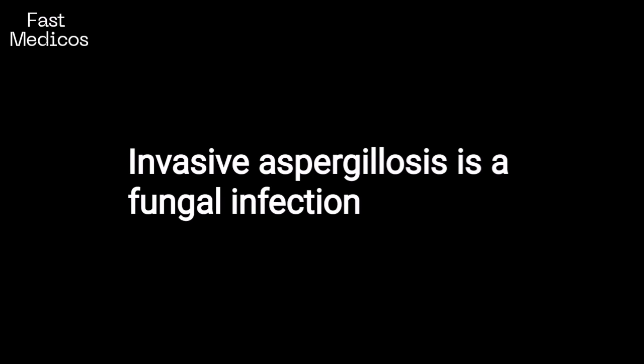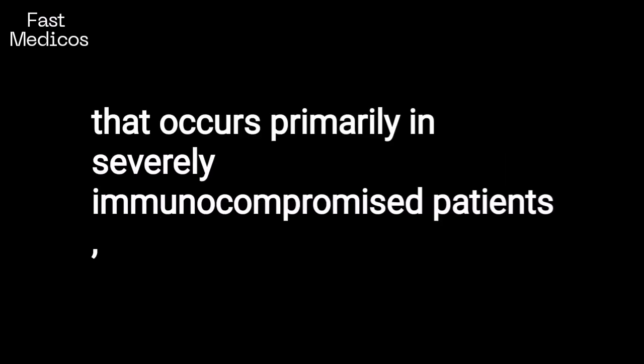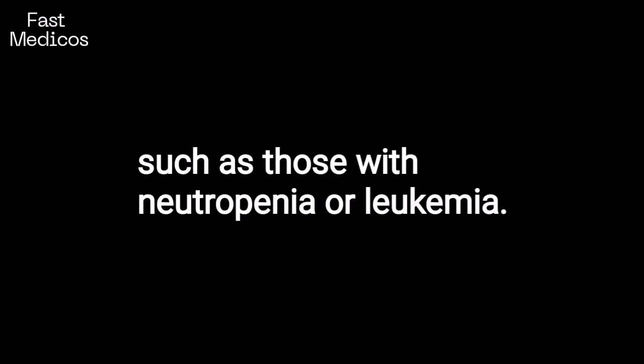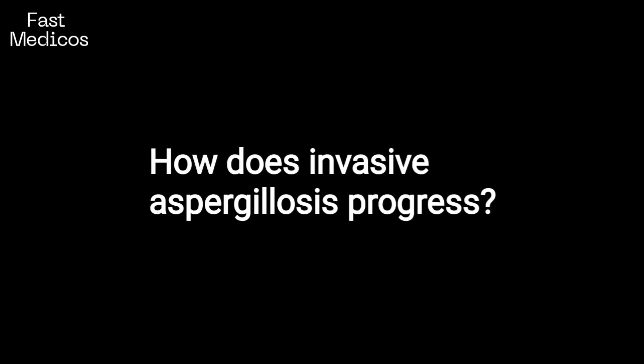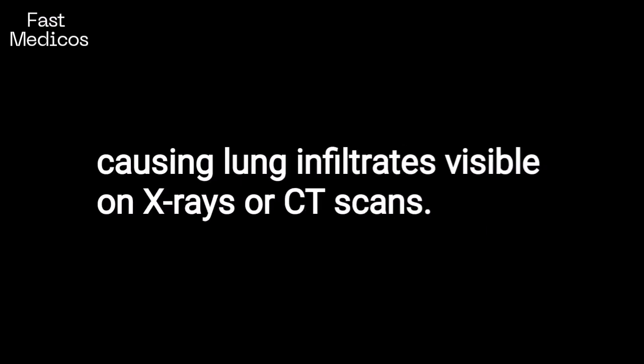25. What is invasive aspergillosis? Invasive aspergillosis is a fungal infection that occurs primarily in severely immunocompromised patients, such as those with neutropenia or leukemia. 26. How does invasive aspergillosis progress? It progresses rapidly, causing lung infiltrates visible on X-rays or CT scans.